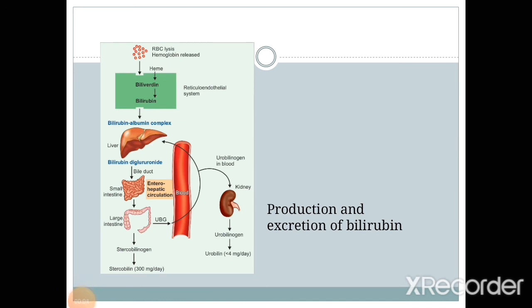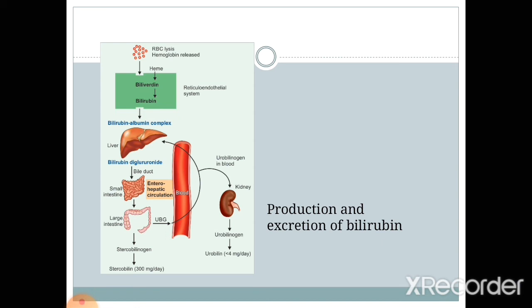So, after 120 days the RBC is lysed and hemoglobin is released. From hemoglobin the protein part, the globin portion, is removed and enters the amino acid pool of the body. Heme is converted to biliverdin by which enzyme? Heme oxygenase. Then biliverdin reductase converts it into bilirubin. This bilirubin formed in the reticuloendothelial cells is water insoluble. It is bound with albumin and carried to the liver.